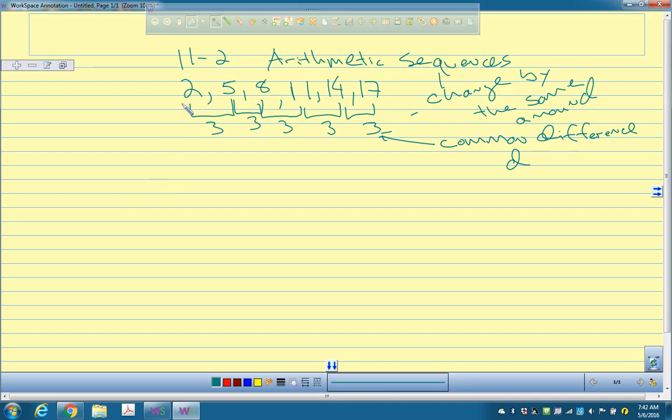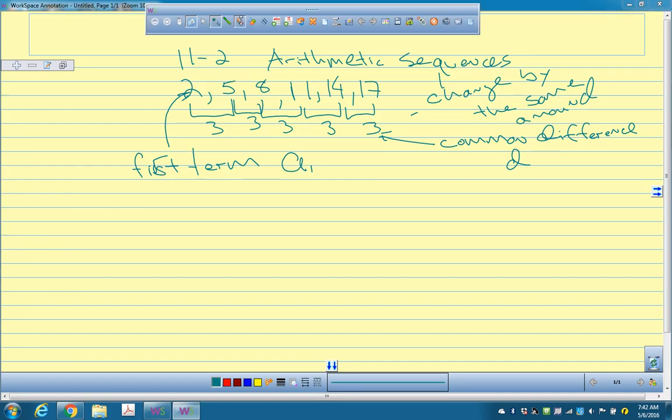Then we have the first term. The first term, in this case, is this one, and that's called A sub 1, okay? So A sub 1 is the first term. Let's try that again, okay? A sub 1 is called the first term, and D is called the common difference.